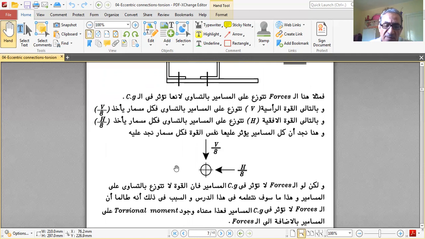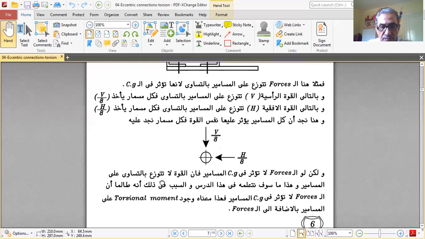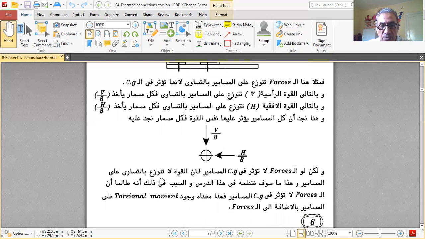what happens? What happens if the forces are not acting at the CG of the bolts? The force is not distributed equally to the bolts, which means that there are torsional moments in the bolts in addition to the applied forces. So this torsional moment creates unequal distribution of the loads.